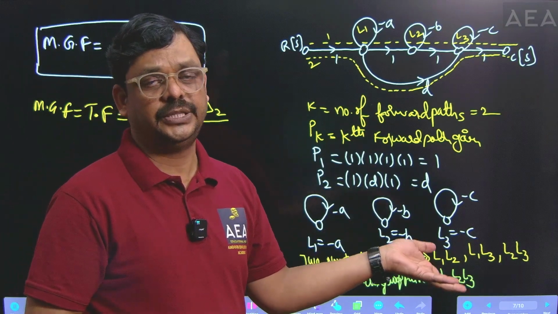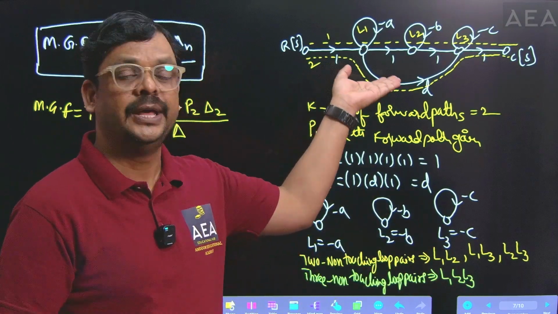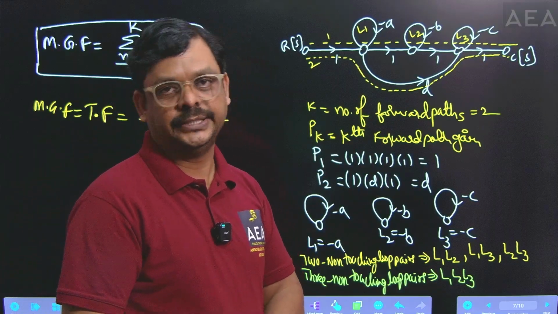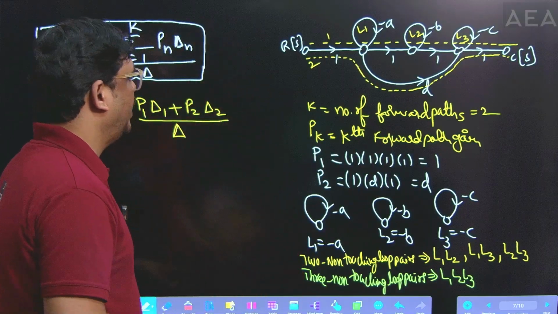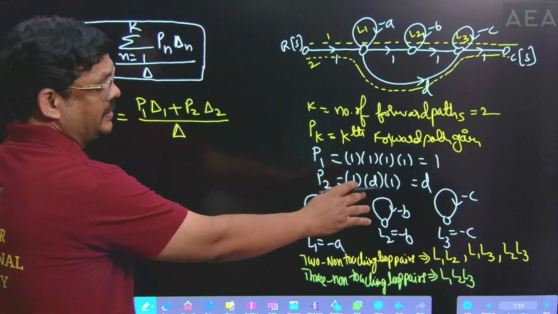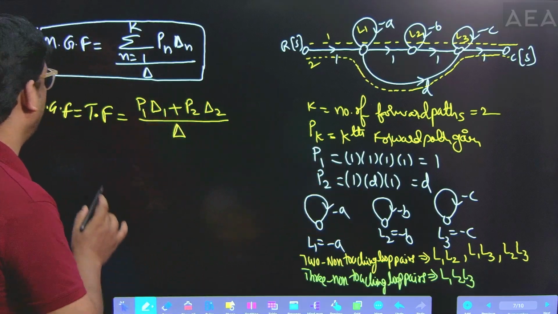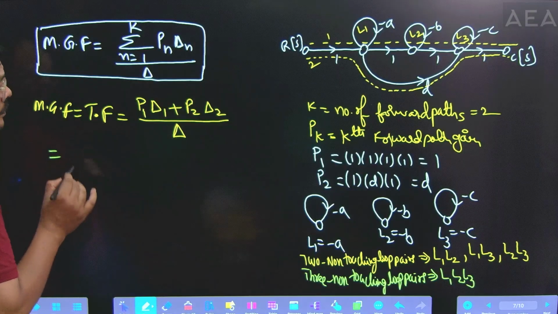Later we have to determine the 4 non-touching. So 4 is not required because the available loops are only 3 loops, right? Then finally I want to substitute the given analysis in this transfer function formula. Just go through this one.